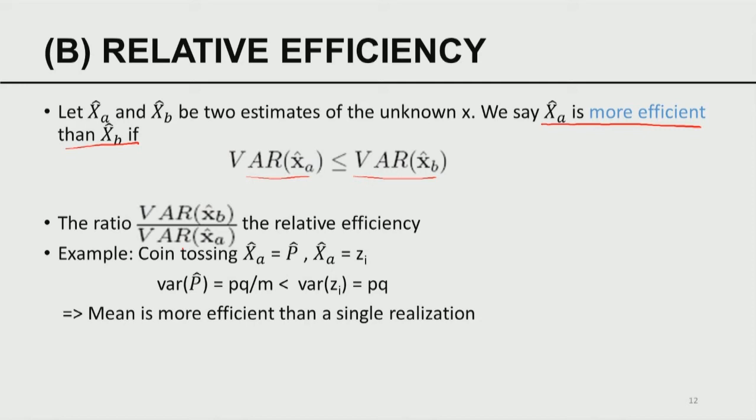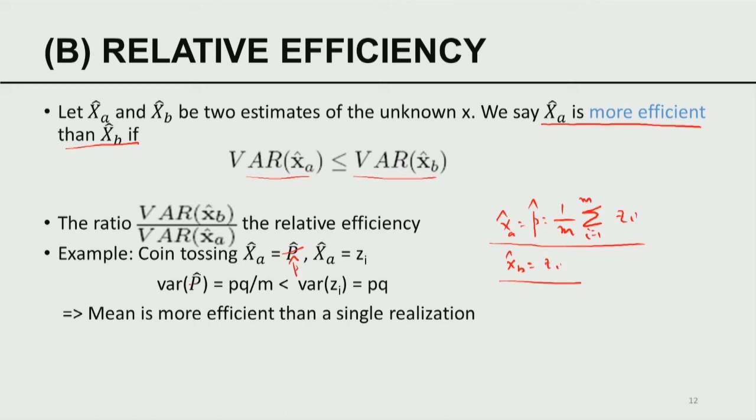In a coin tossing experiment, let us assume I have one estimate, which is p hat. What is p hat? P hat, if you remember, is equal to 1 over m times the summation of z i, i equal to 1 to m. So this is going to be my first estimate x hat a. My second estimate x hat b is z i itself, that is one observation. So I am picking two estimates. One is the average of the observations arising from m tosses. The second one is one observation itself. So you can see the difference is in the sample size used in the estimator.